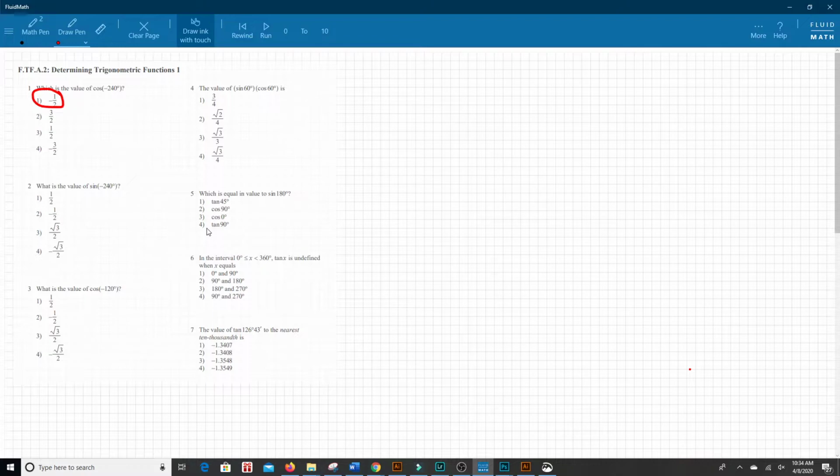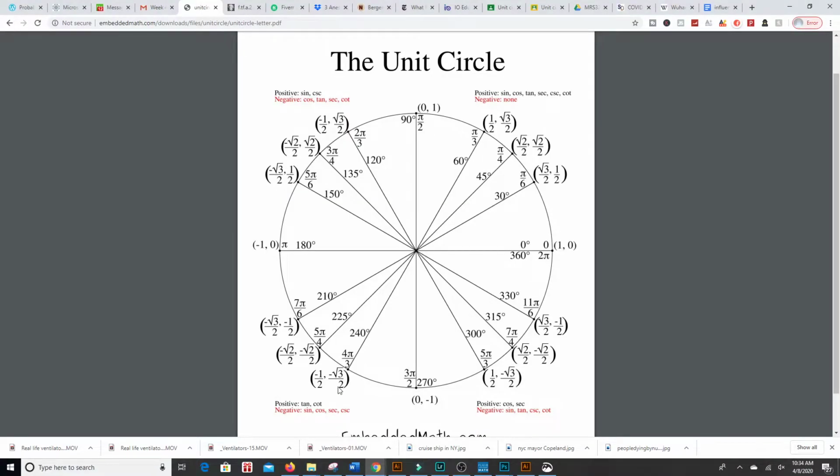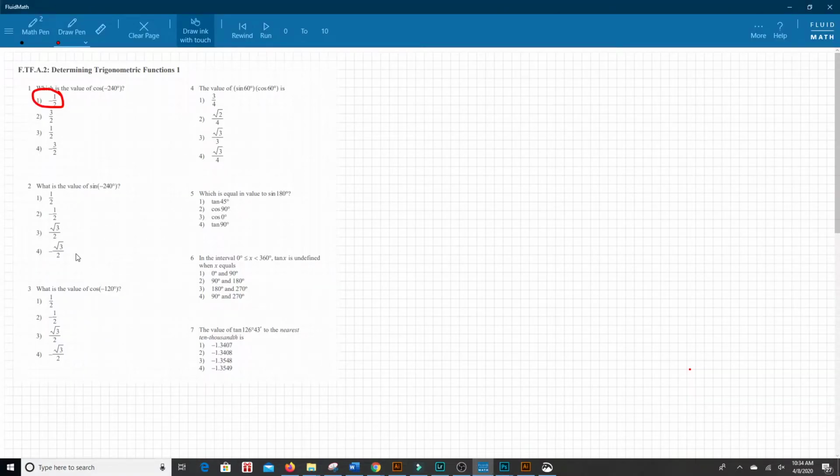Then for 2 it says, what is the sine of negative 240? You want the sine of negative 240. So we're going to go right back to our trusty old unit circle. Sine of negative 240 is going to be the y value, which in this case is going to be negative radical 3 over 2. Negative radical 3 over 2, so right here.